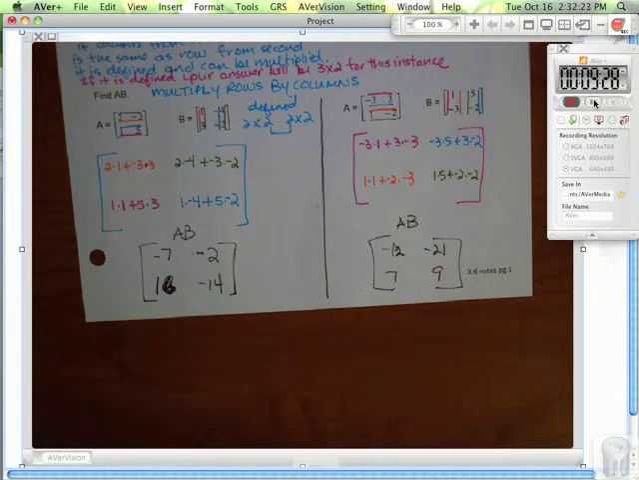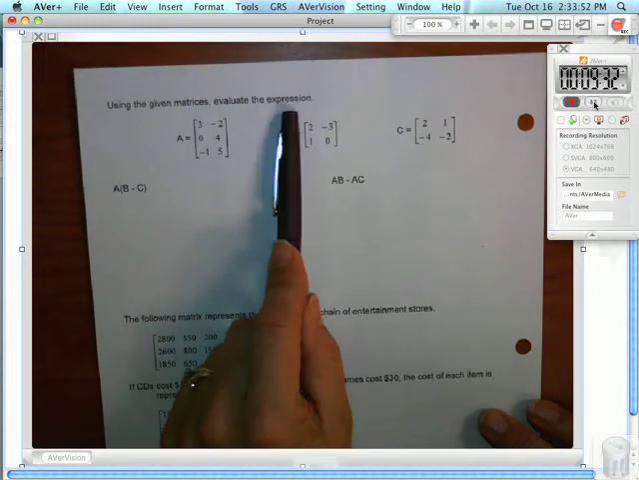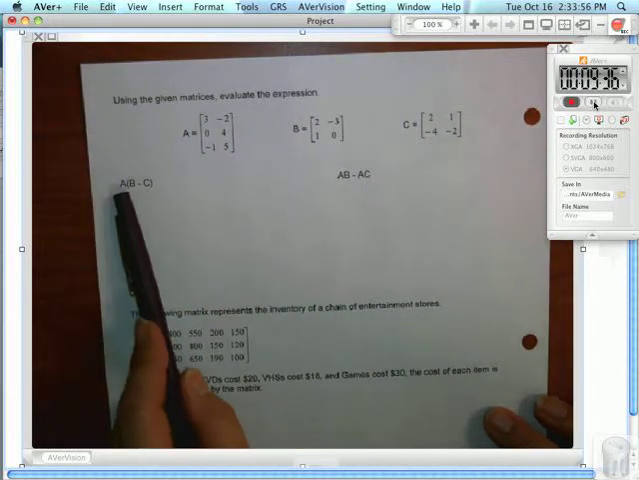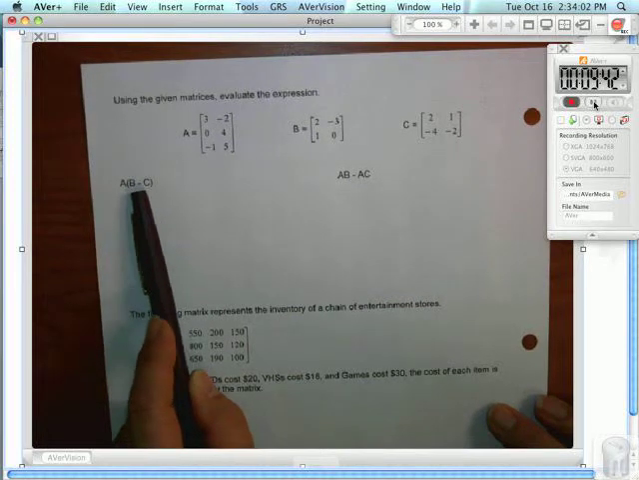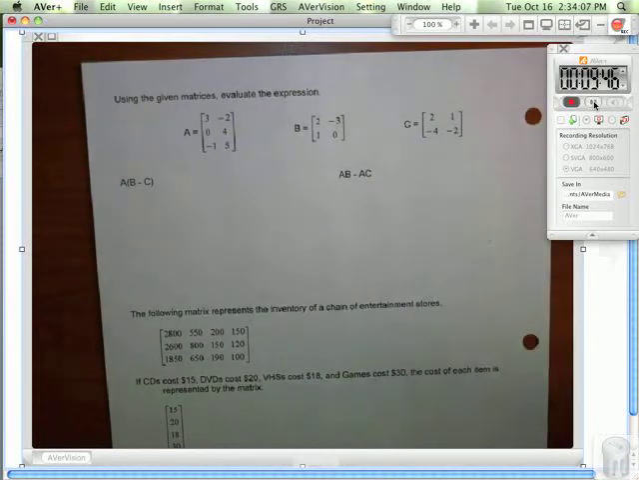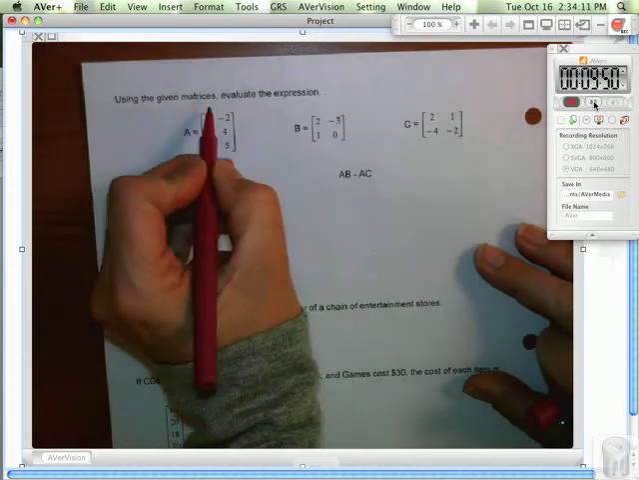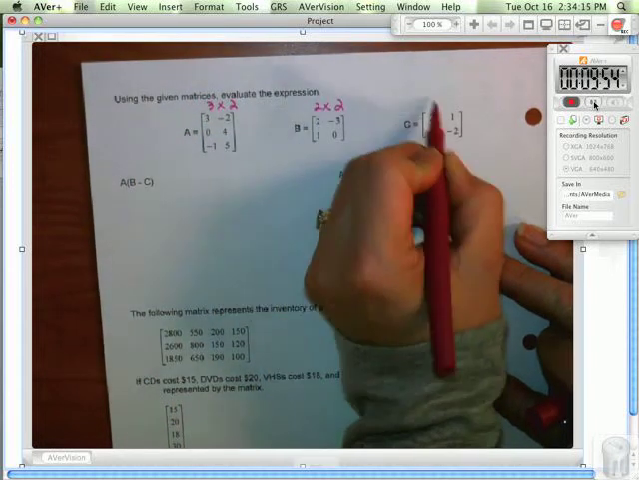Here we go. Use the given matrices and evaluate the expression. So they gave us A, B, and C. What they want us to do is multiply A times B minus C. So we have to follow the order of operations. The first thing we would do is B minus C. But since I'm not doing anything with A right now, first I'm going to do my dimensions because it might help me determine later whether or not I can do this.